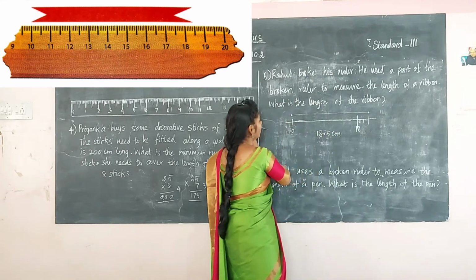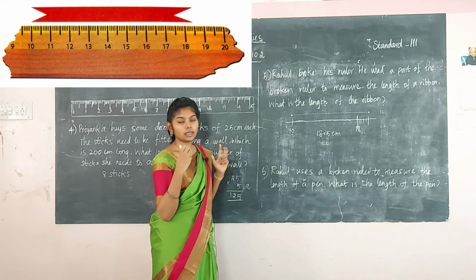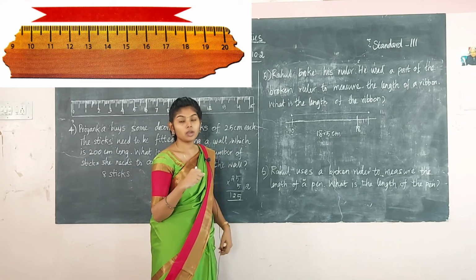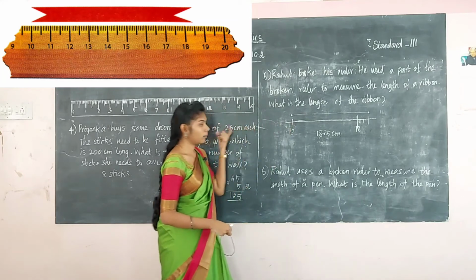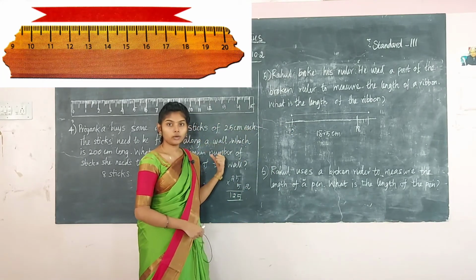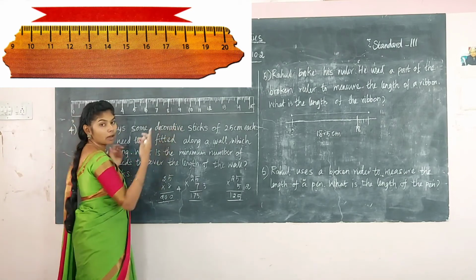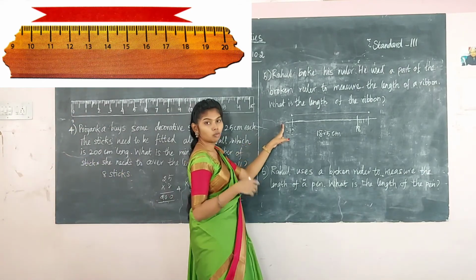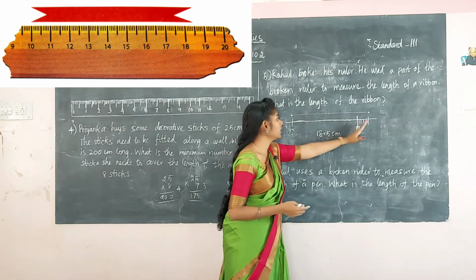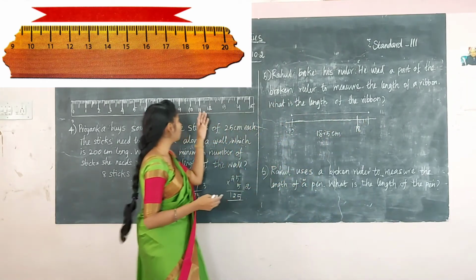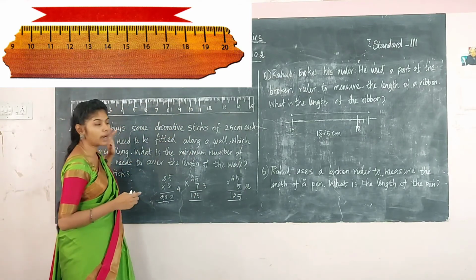So before that there are no markings. So what will be the accurate length of the ribbon? To find that we have to subtract the before numbers. From 0 to 10 there are no markings here. It was broken. So from 10 to 18.5 it was there. So before that we have to subtract. These 10 markings we have to subtract.